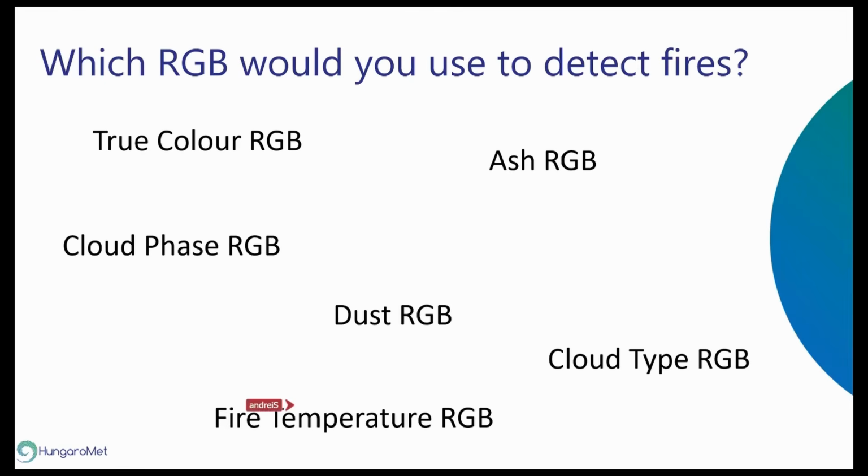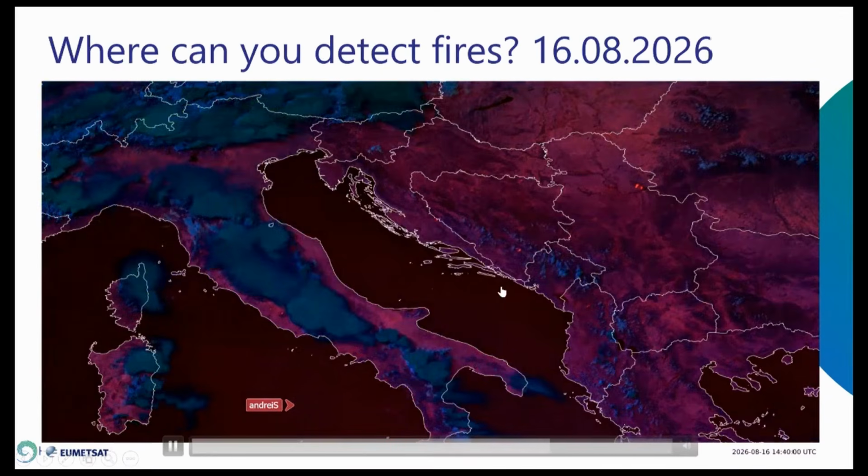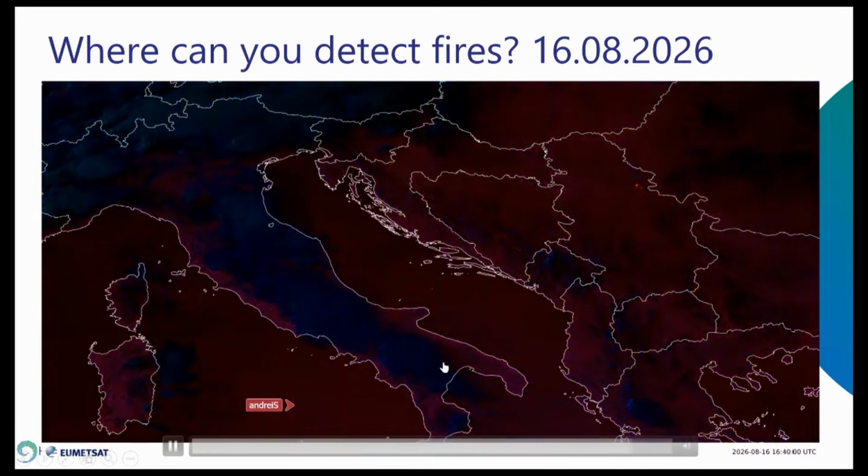Fire temperature RGB, yes. You can detect the fires, you can detect the smoke. Yes, exactly. With the true color, we can detect the smoke. And also, as we have seen with the cloud type, we can see some of the fires as well. Yes, very nice. These would be the first choices for me as well. I will just quickly erase this and move to the next slide, which is a loop. And so I would like you to mark the fires you see in this image.